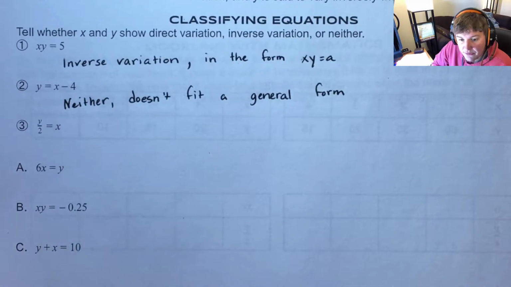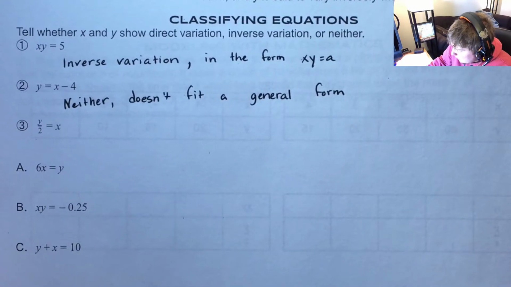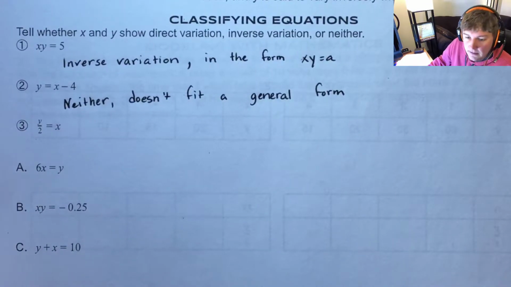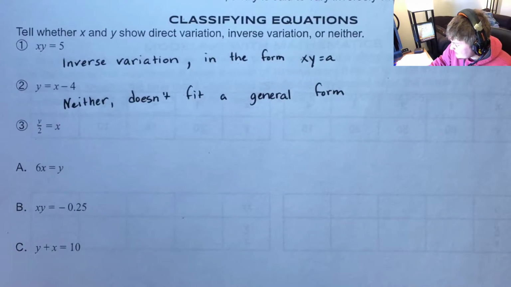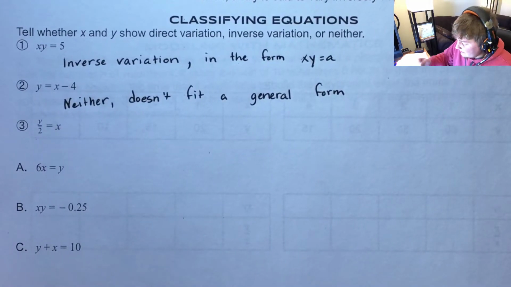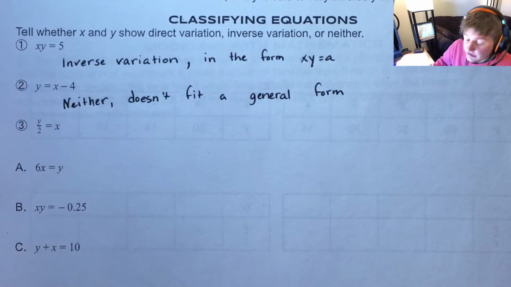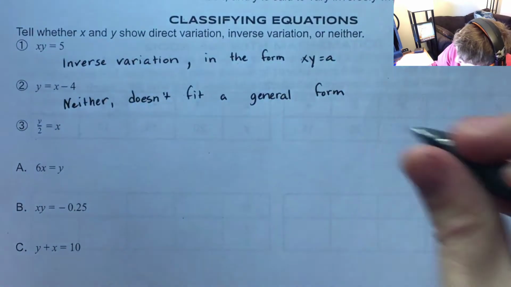Okay, and then number 3. Number 3 says y divided by 2 is equal to x. Now, if we look at this one here, we don't really have a form below that refers to a y value divided by a number, like k or a. So it doesn't seem that it fits any of these, and so your intuition might say, hey, this is going to be neither, but really this equation can be manipulated. So let's see that happen. So I'm going to do this over here.